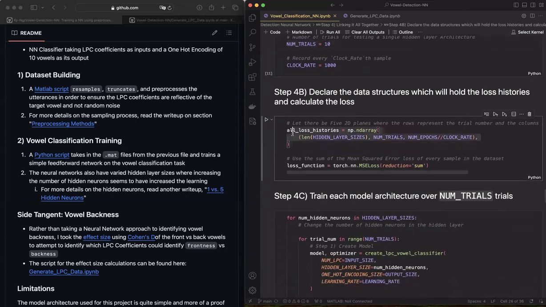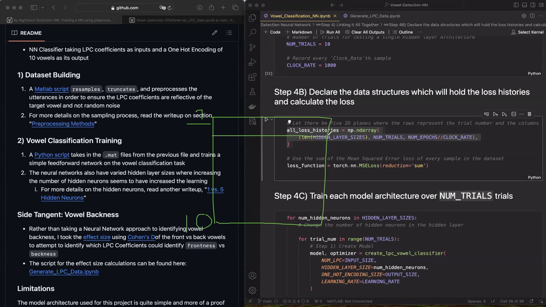And at the end, we go ahead and aggregate all of these values into a 3D NumPy array. And so what that looks like is we'll have, for example, this array right here, which will be all of the hidden neurons with one layer, and over here, we'll have our 10 trials of having only one hidden neuron.